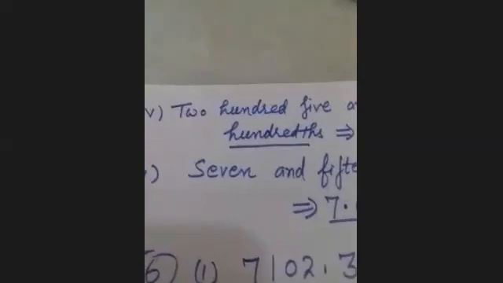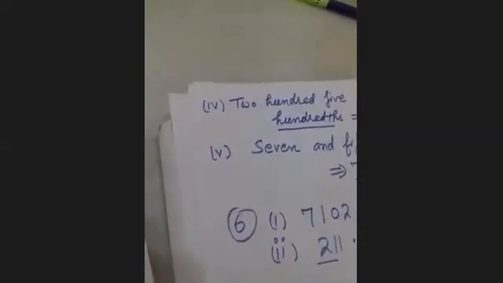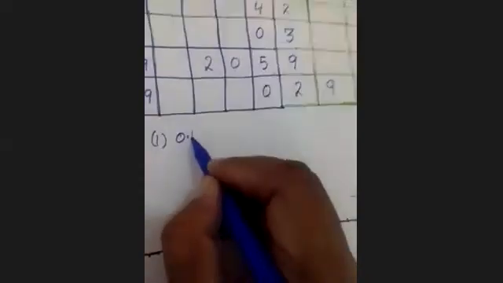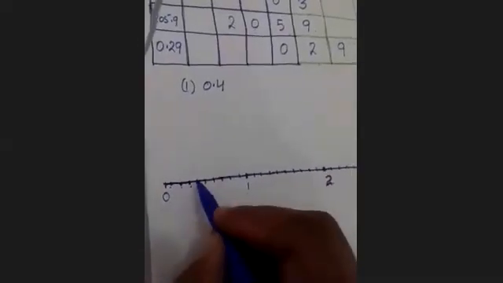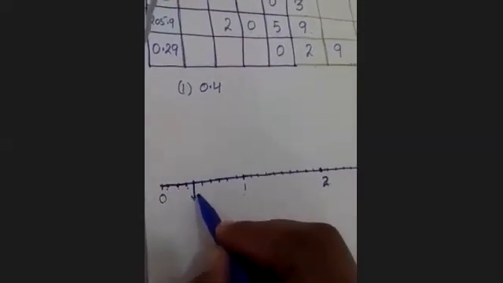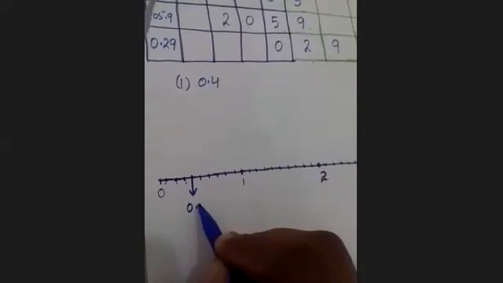Now, question number 7. Show the following decimal numbers on a number line. Your first number is 0.4. For this, friends, prepare a number line. This part shows numbers 1, 2, and 3. And each part is divided into 10 equal parts. Your first number is 0.4. So 1, 2, 3, 4. This number shows 0.4.